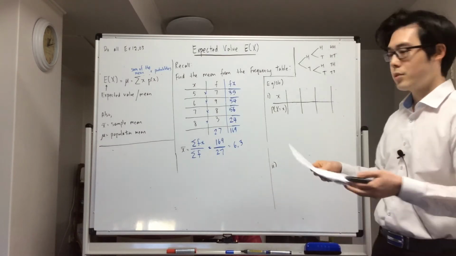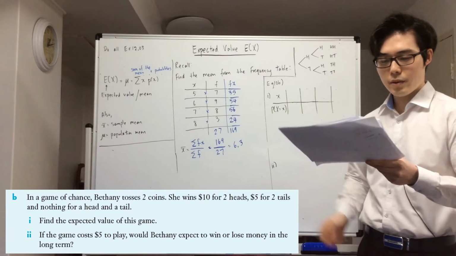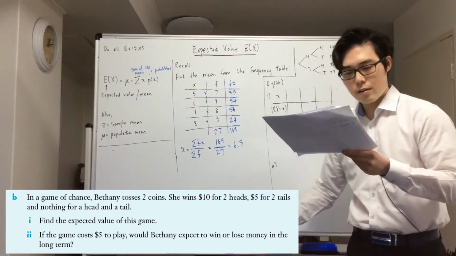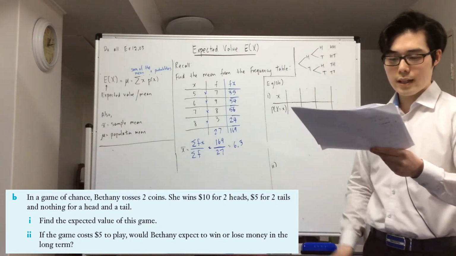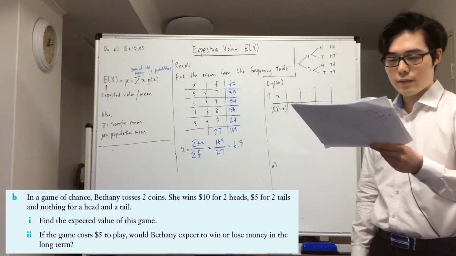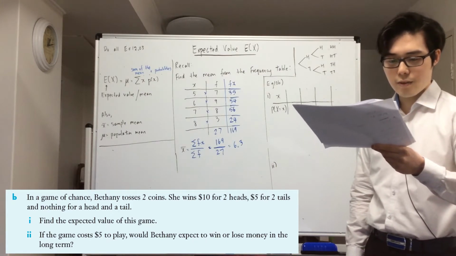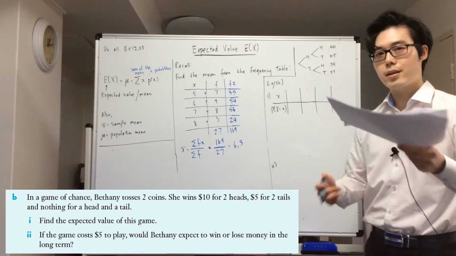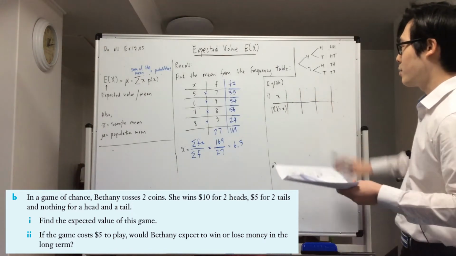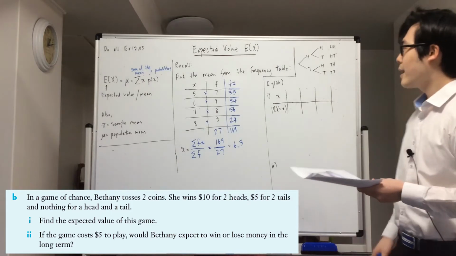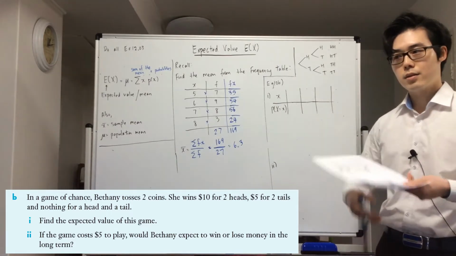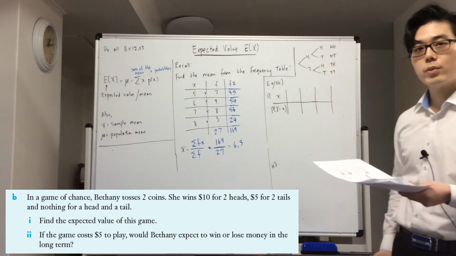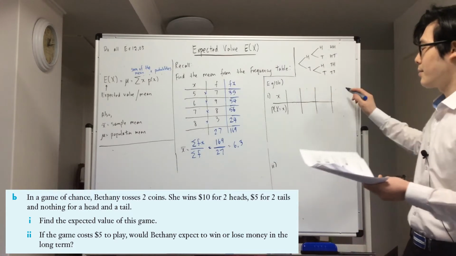Let's have a look at example 10b to start it off. In a game of chance, Bethany tosses 2 coins. She wins $10 for 2 heads, $5 for 2 tails, and nothing for a head and a tail. It says find the expected value of this game. In order to answer that question, you always gotta draw a probability distribution table, which I've done. And because it involves 2 coins, you need to draw a tree diagram, which I've done here. So now let's fill this up.